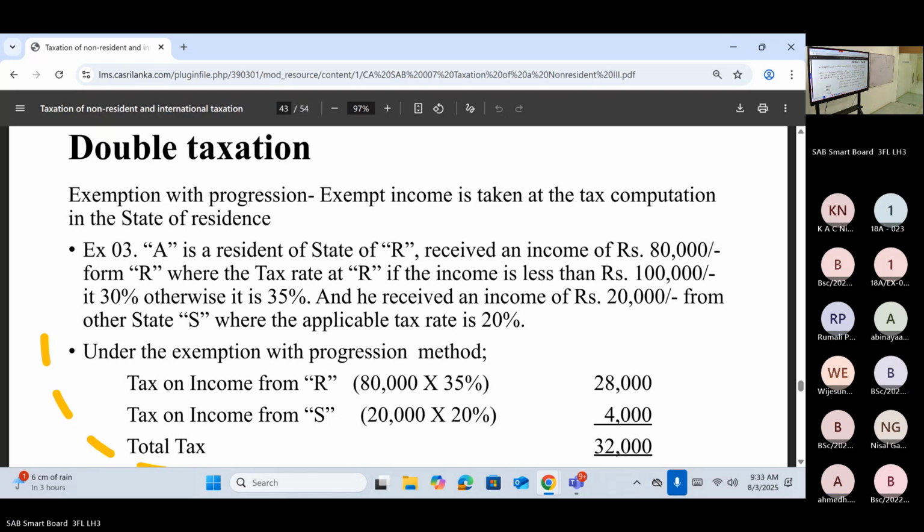Yeah. Yes, it should be. So that, no, 20,000, right? 20,000, 40, sorry, 40,000. Rate 40%.